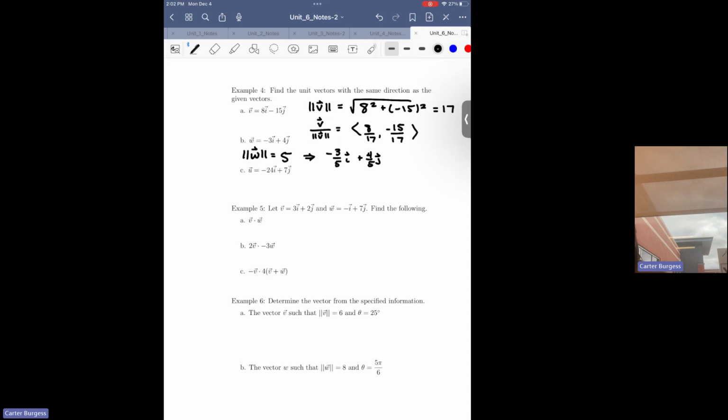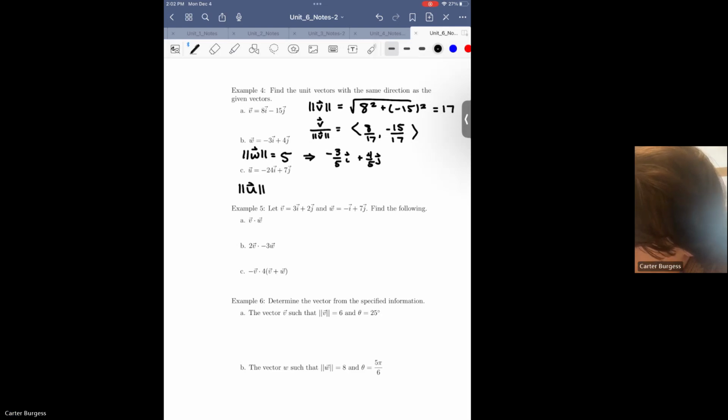Find the magnitude of the vector. So the a squared plus b squared, square root. What did we get for our magnitude for u? 25, which is going to give us negative 24/25 i plus 7/25 j.